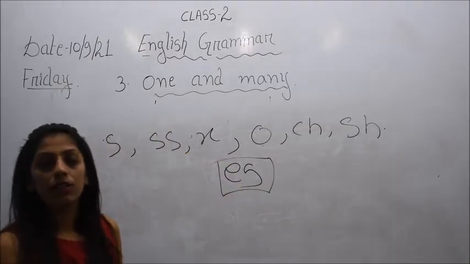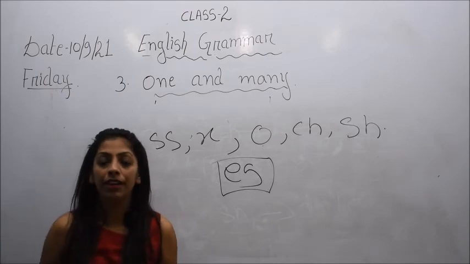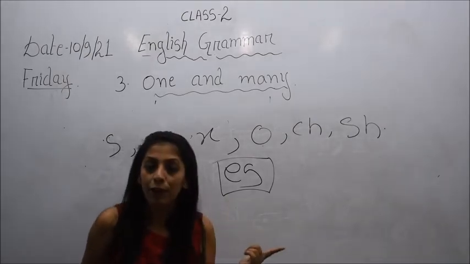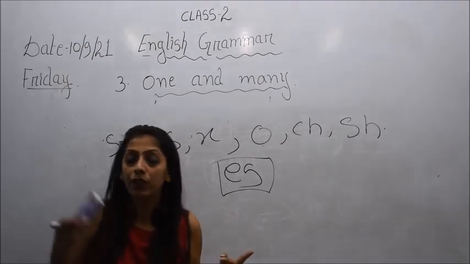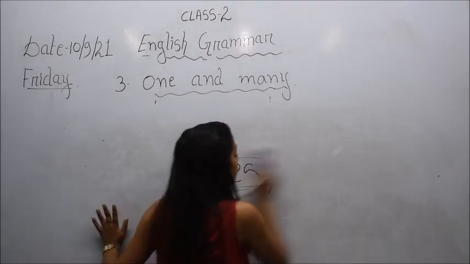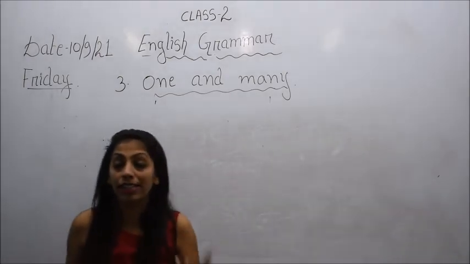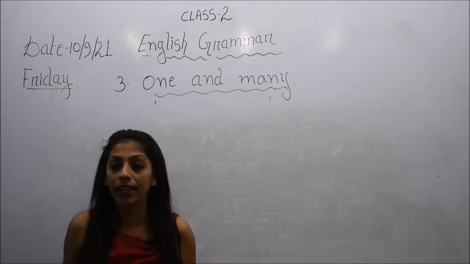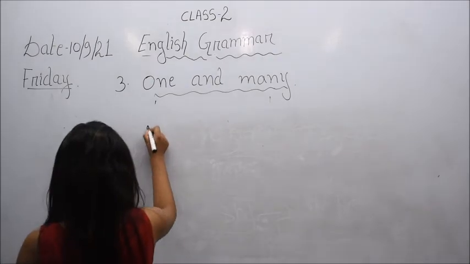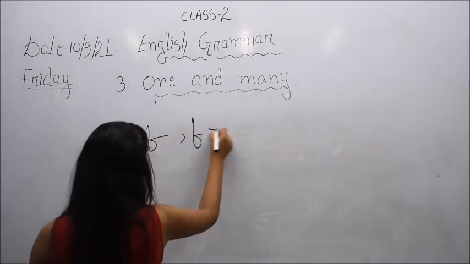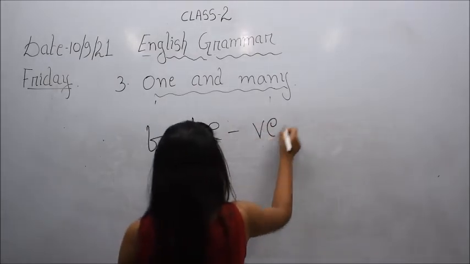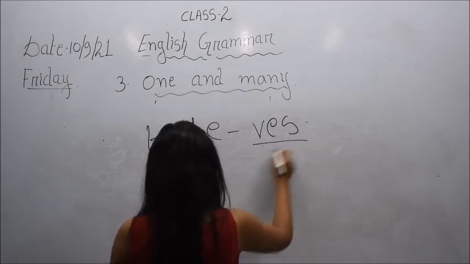Okay. So now we will learn another kind of words, which end with F, and how you will convert those words ending with F into plural noun. As I had already given you one example, any word which is ending with F or FE, there you have to add VES to make it plural.